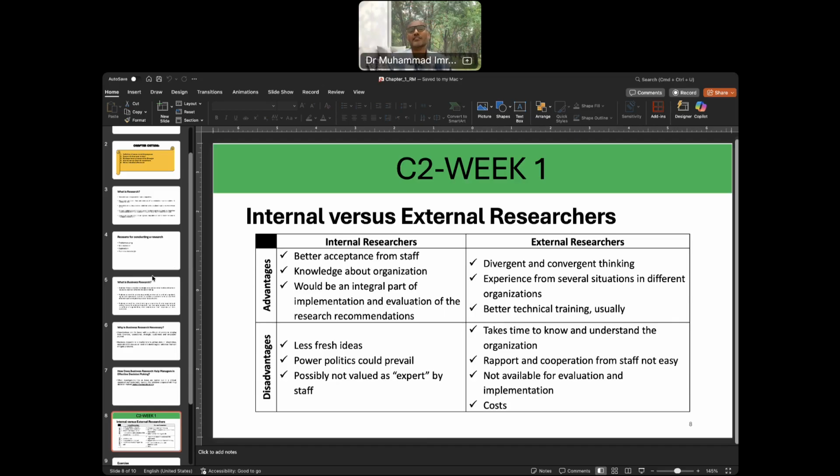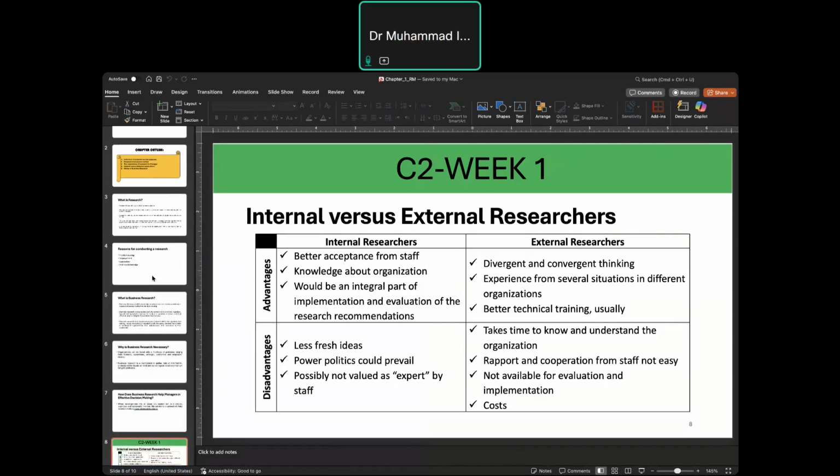Another disadvantage is less fresh ideas, because it is the same culture and the same environment, with no more learning. What he learned, maybe he can apply. But if he comes from outside, he has worked in a variety of companies, and a variety of companies means a variety of solutions. Less fresh ideas.